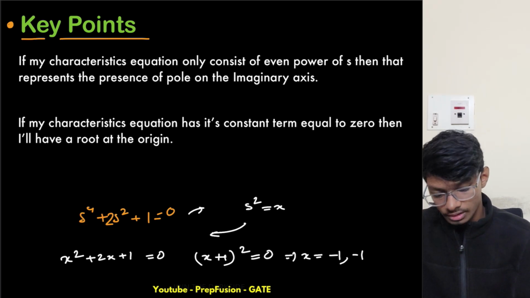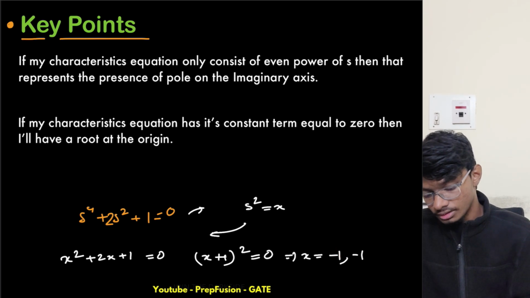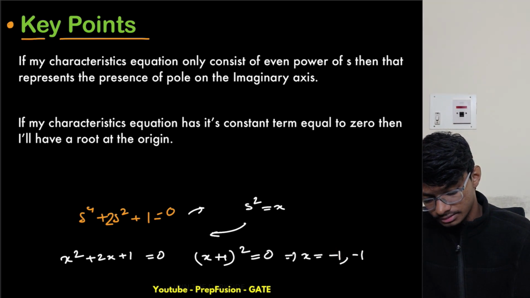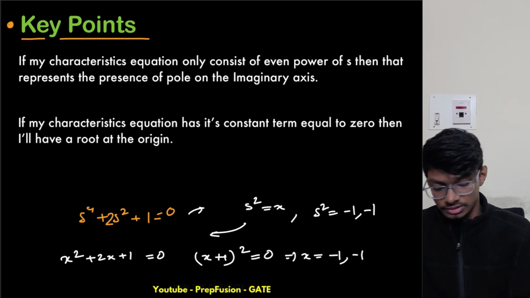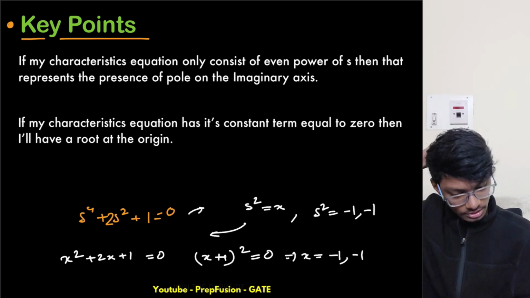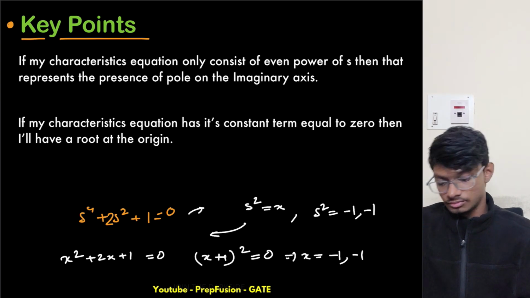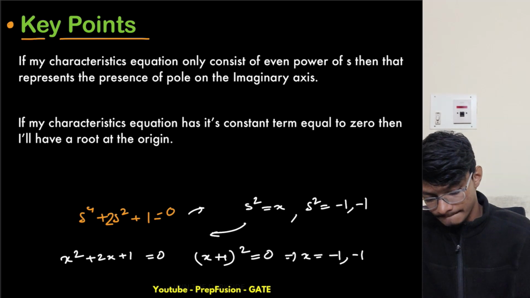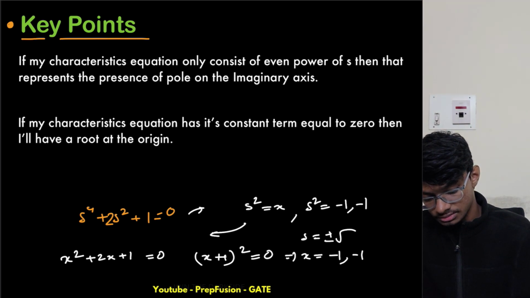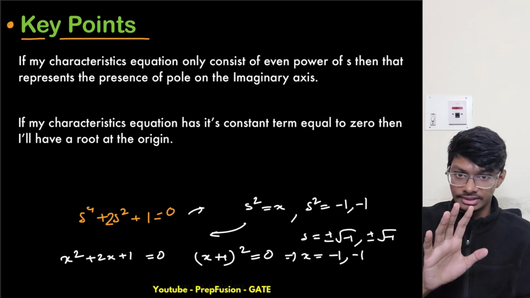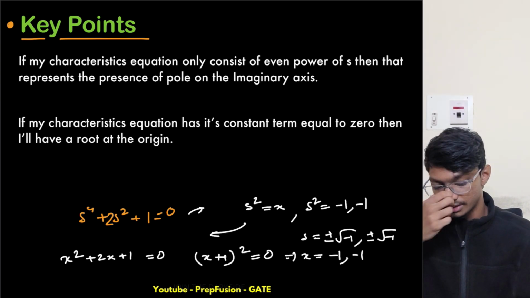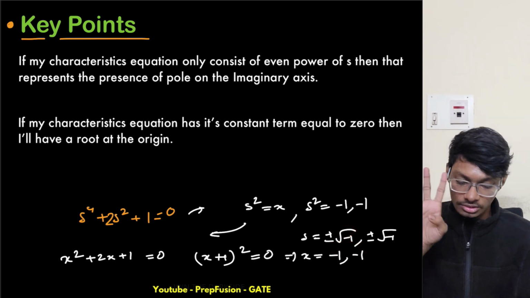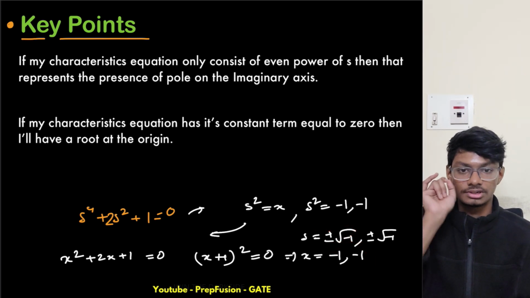So now I will simply write that my s square equals to minus 1 comma minus 1. Now I will take the square root of this one. So if I take the square root of this one, what will happen? I will get 4 roots. How? Because this will be something like this, right? s equals to plus minus under root minus 1, plus minus under root minus 1. This represents they are repeated, but it's okay because here also they are repeated, right? I got 4 roots of plus minus under root minus 1 and plus minus under root minus 1.